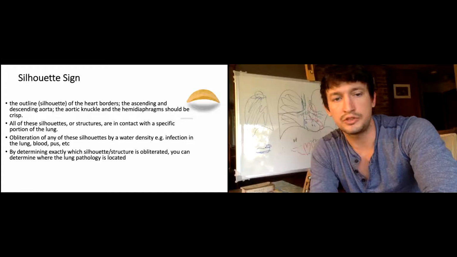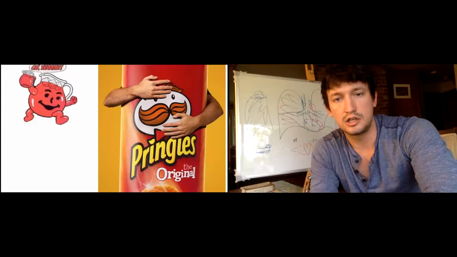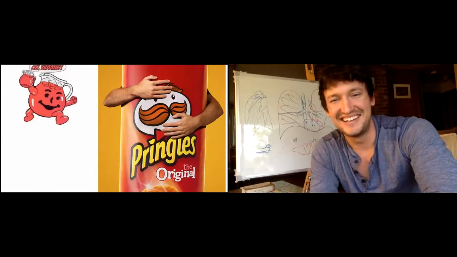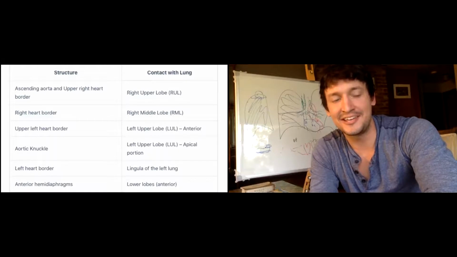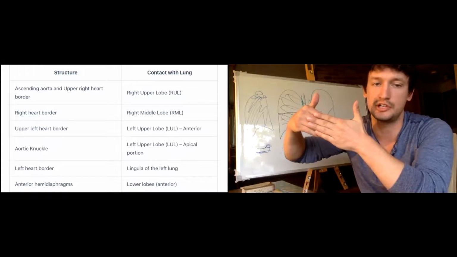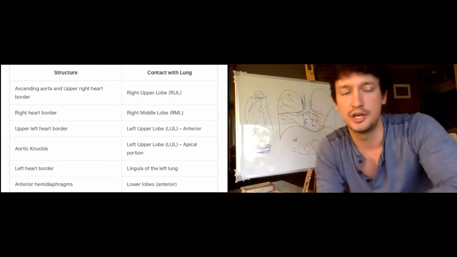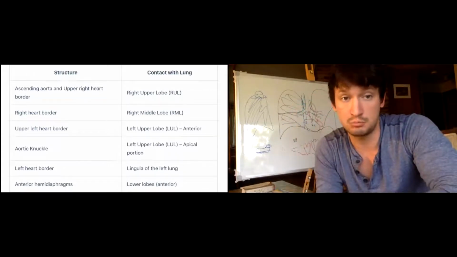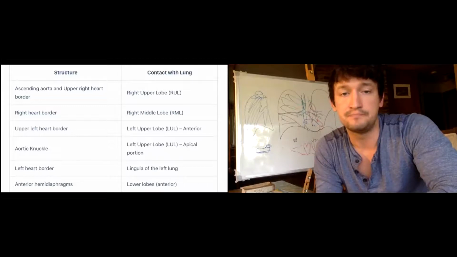Silhouette sign, we were just starting to talk about that. Someone described it. Basically, when things are touching, next slide. Oh, that didn't show up. Next slide. When things are touching, the borders are going to be obliterated. You want nice, crisp borders, and if borders are obliterated, you can tell where a consolidation is.